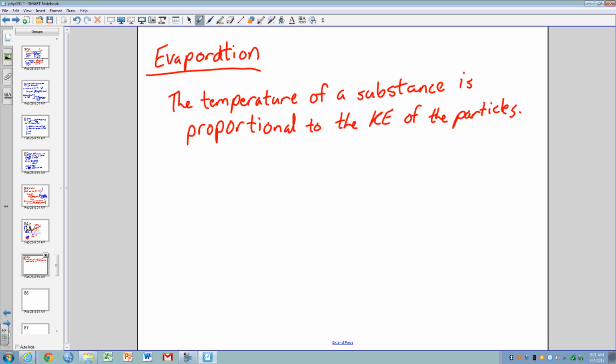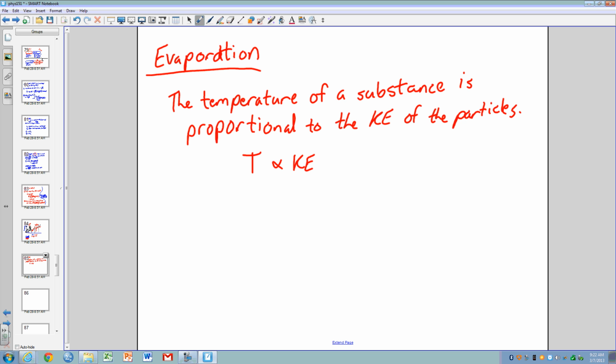The kinetic energy of the gas is going to be more. Those particles are moving around a lot faster, so they have more kinetic energy. They have, presumably, a higher temperature and more thermal energy. So I could write this mathematically: the temperature is proportional to the kinetic energy.